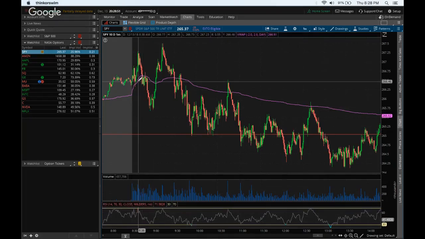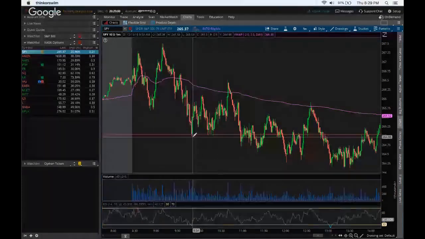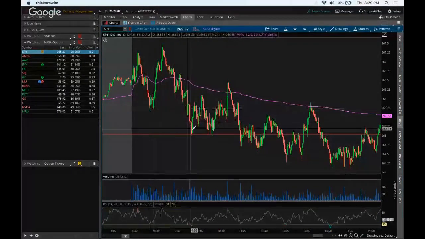As you can see here, I would have pulled this up when I saw that it was making a new high of day, and I would have noticed nothing. But usually, if it's making a new low of day, you can figure out if it's going to have an RSI divergence, but it's not my go-to.